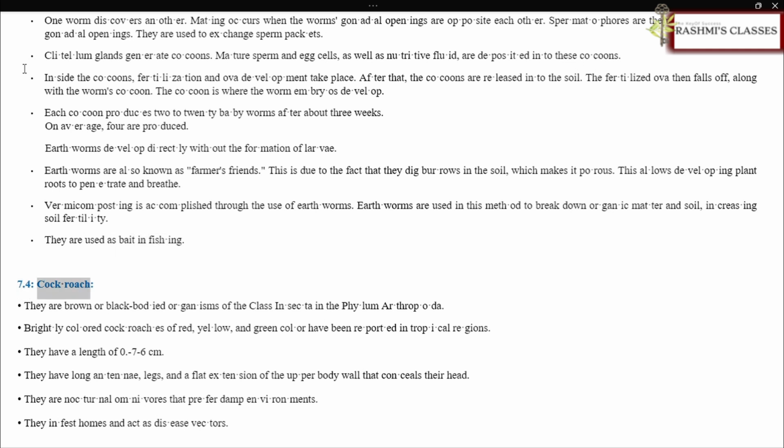7.4 Cockroach. They are brown or black-bodied organisms of the class Insecta in the phylum Arthropoda. Brightly colored cockroaches of red, yellow, and green color have been reported in tropical regions. They have a length of 0-7-6 cm. They have long antennae, legs, and a flat extension of the upper body wall that conceals their head. They are nocturnal omnivores that prefer damp environments. They infest homes and act as disease vectors.